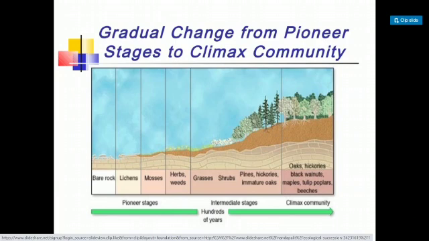Here you are watching again how this bare rock is first colonized by vegetation called lichens, then mosses, then herbs and weeds replace the mosses due to the addition of more nutrients and thickening of the soil layer, and gradually the grasses and shrubs invade the area, and finally the pines and other immature oaks are formed there, and finally the climax community replaces this community, which is occupied by tulip poplars, maples, black walnuts, etc. So the final stage is called the climax community.